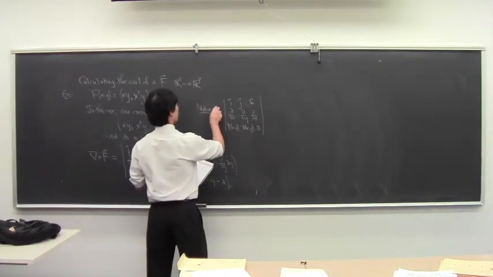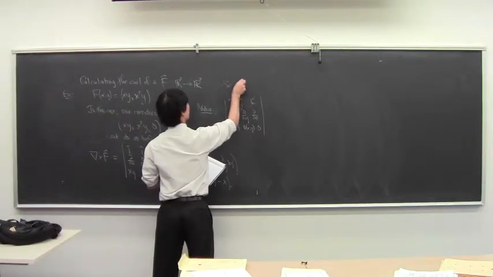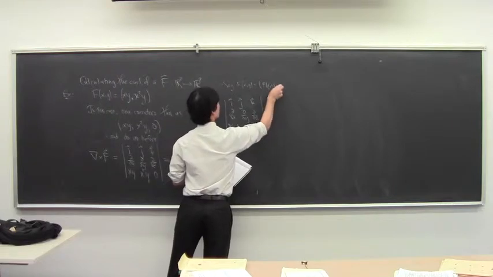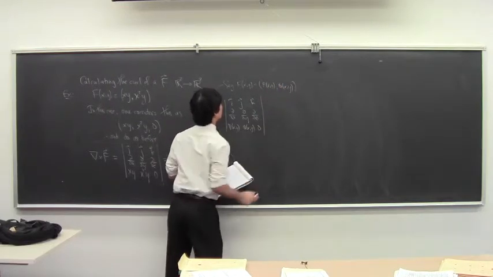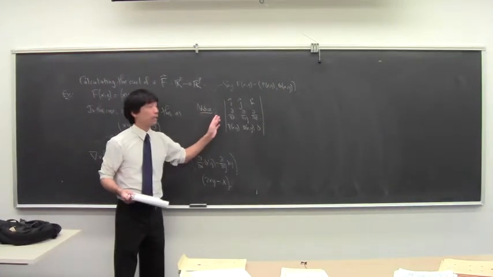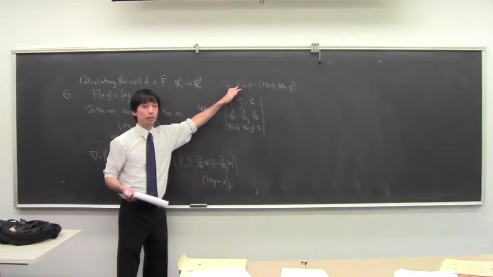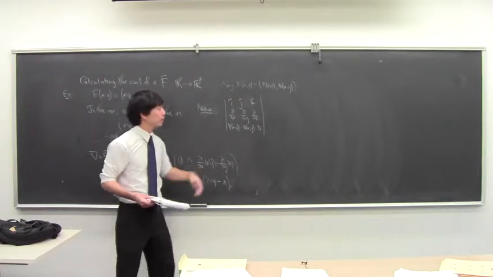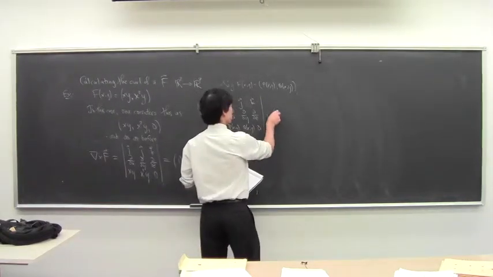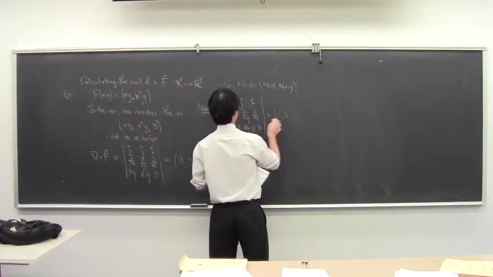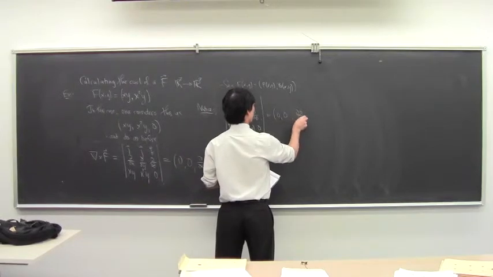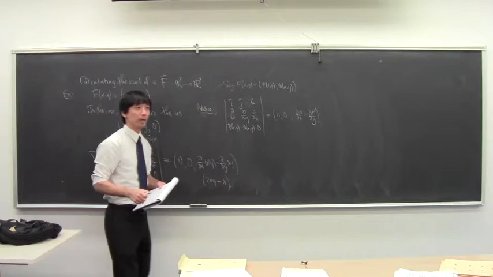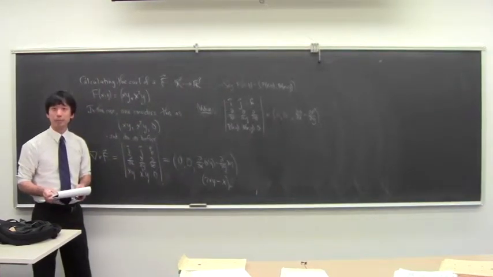So, say that f of x, y is P of x, y, Q of x, y. We're going to take this R2 field, stick it into R3, and take the curl of it. What do we get? We're going to get 0, 0, and then dQ/dx minus dP/dy.